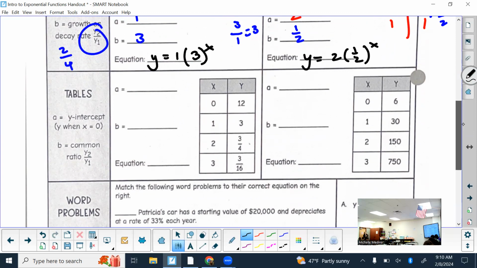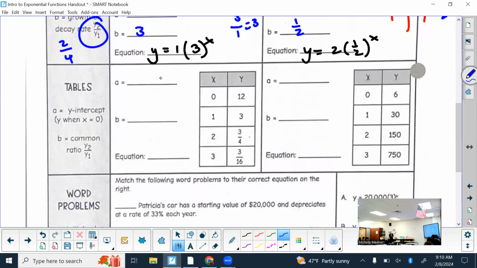So now tables, I feel like you guys are pretty good or comfortable with that. What's my a value from my table? A value from a table. So your a value is whenever x is 0, because remember a is like y-intercept. So when x is 0, my a is going to be the y. That's my y-intercept.